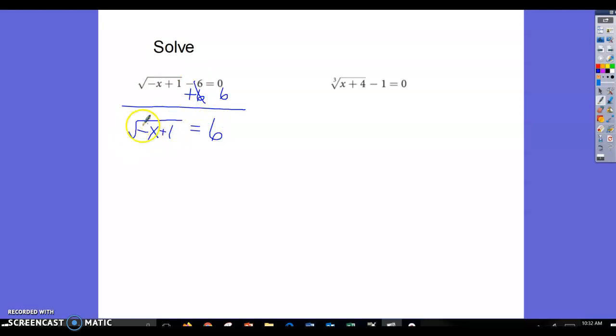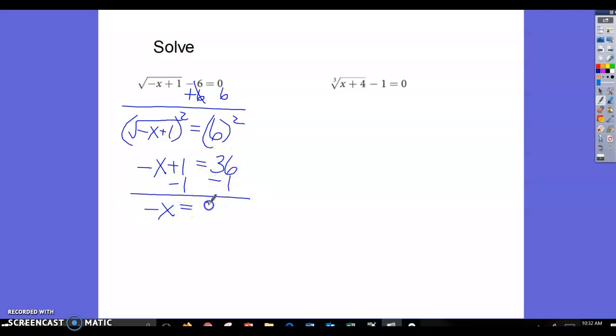All right, and then I've got a square root. So to undo a square root, I'm going to square both sides. So I'm going to be left with negative x plus 1 equals 6 squared, 36, minus 1. Negative x equals 35. Divide by negative 1. X equals negative 35.